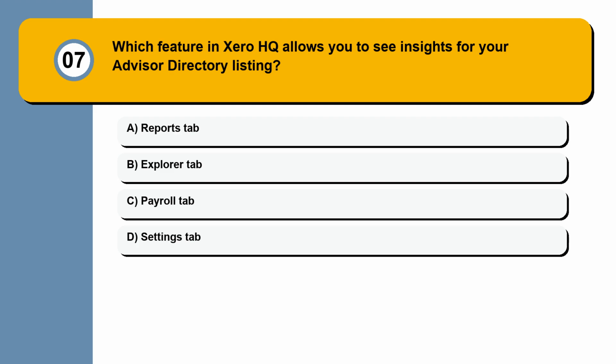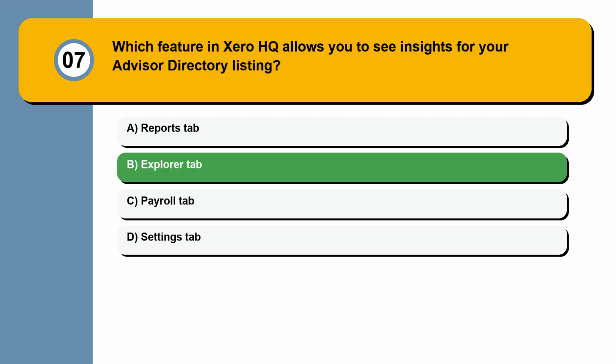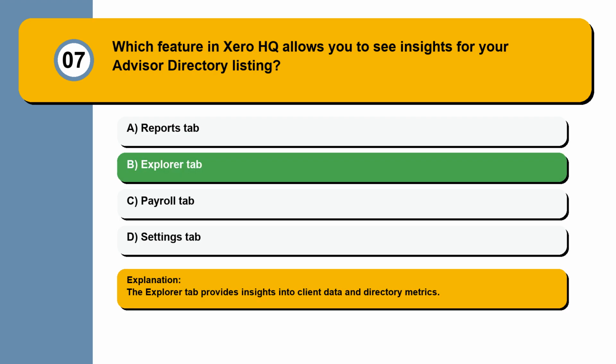Question 7. Which feature in Xero HQ allows you to see insights for your advisor directory listing? Reports tab, Explorer tab, Payroll tab, Settings tab. The Explorer tab provides insights into client data and directory metrics.